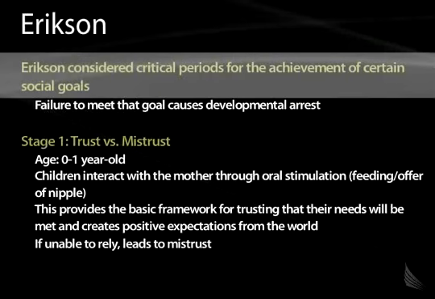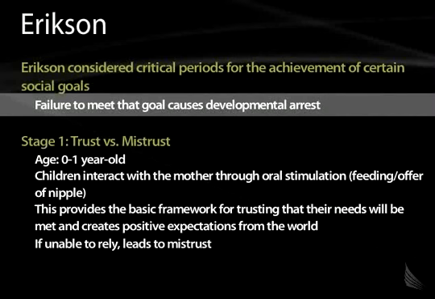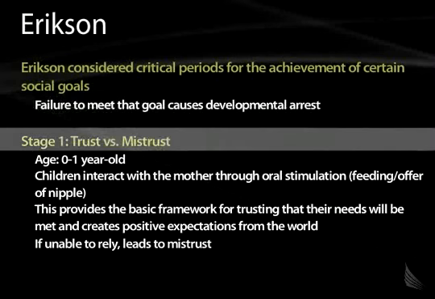Next we have Erikson stages. Erikson stages are 8 stages, and they go from birth all the way till the end of life. And Erikson felt that the failure to meet the goals causes developmental arrest. So your first stage is trust versus mistrust.